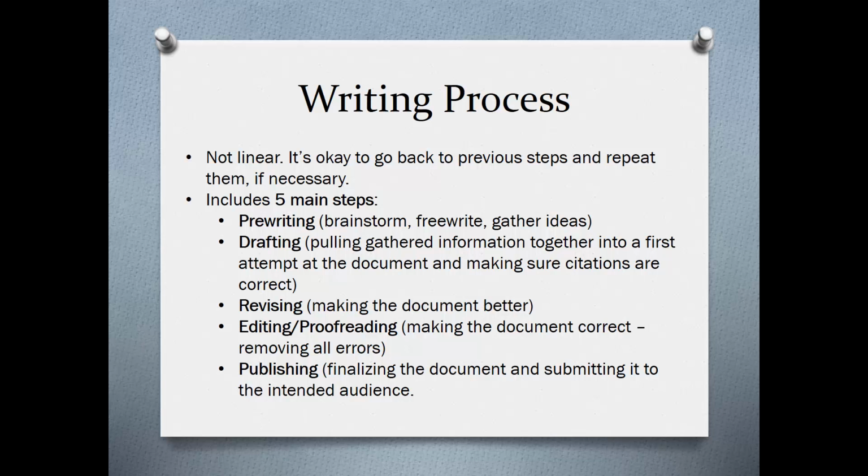The next step is editing/proofreading. And this is when you're making your document correct. You're removing all errors. So you're going through and you're editing it very carefully to make sure that there are no careless errors, no needless errors, no missing information. You're making sure that everything is as accurate and correct as it can be. And that last step of the writing process is publishing. And that's when you're finalizing the document and submitting it to the intended audience.